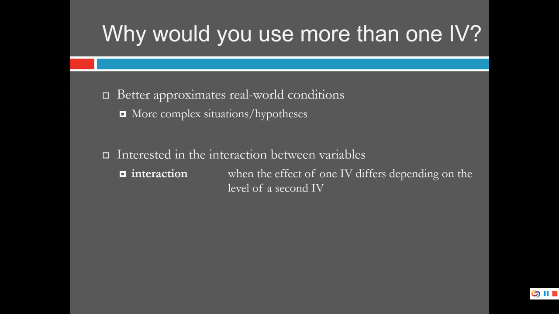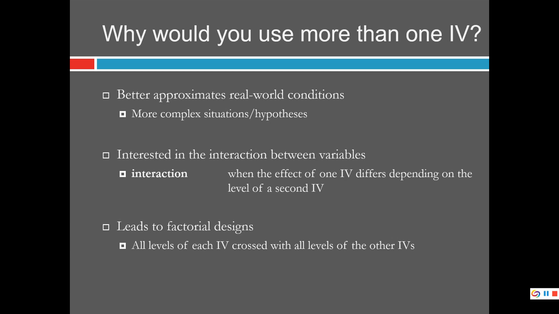So formally, an interaction is when the effect of one independent variable differs depending on the level of a second independent variable. So maybe, let's stick with my kind of silly attractiveness and height and hair color example. Maybe there's a main effect that people that are taller are more attractive, but that effect only exists for blonde people. If you look at people of different heights that have dark hair, it doesn't matter how tall they are for their attractiveness judgments. But you find that short blonde people are just uniformly less attractive in people's perceptions than tall blonde people, right? So there's an interaction between height and hair color.